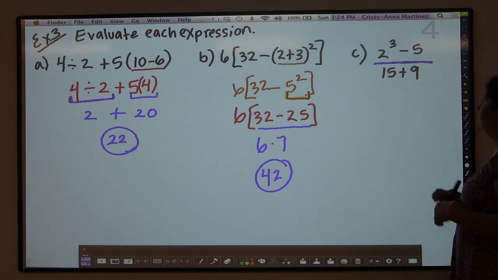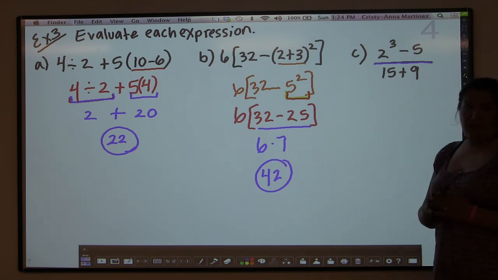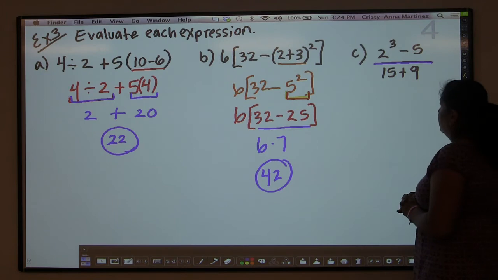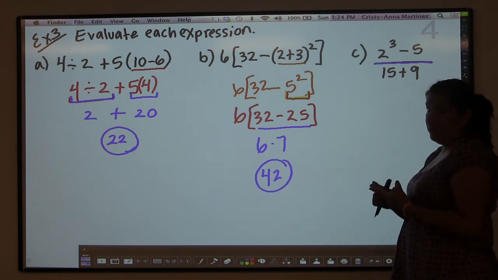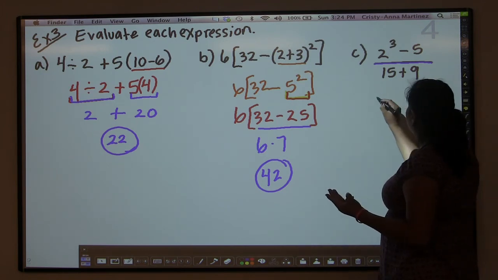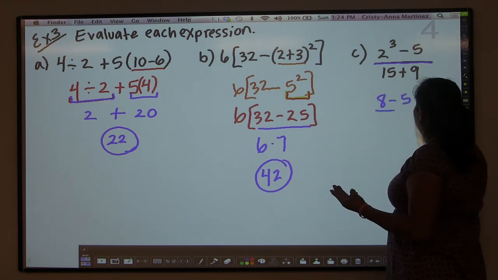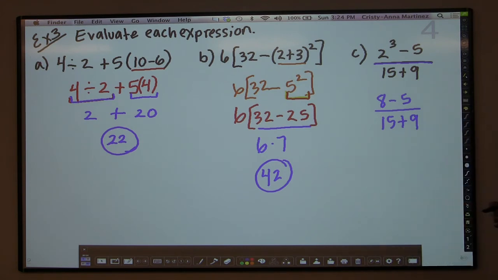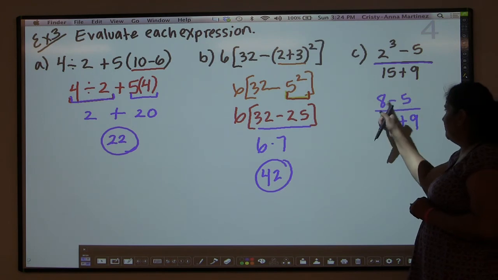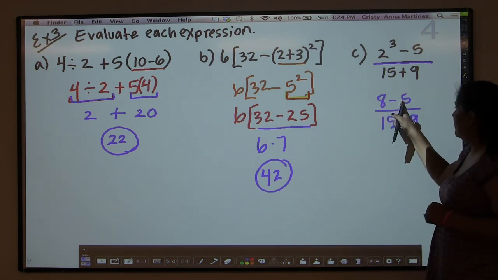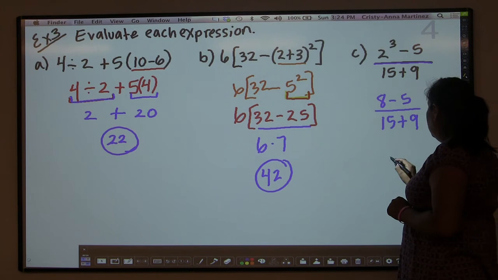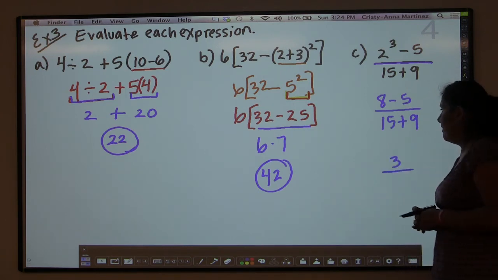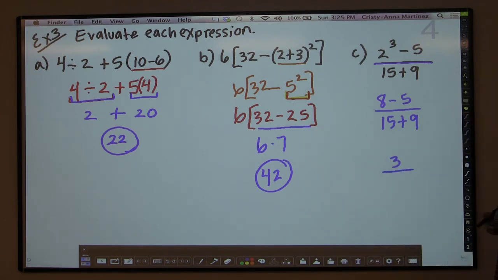So we're going to start with the top as our grouping symbol, and the first thing we have to do on the top is exponents. So we have 2 to the 3rd power, and 2 times 2 is 4, and 4 times 2 is 8. So 2 to the 3rd power is 8, minus the 5 over 15 plus 9. All right, then we want to do any multiplication or division, but there's no multiplication or division up here, only subtraction. So then that's what we do next. 8 minus 5 is 3. And on the bottom, 15 plus 9 is 24.